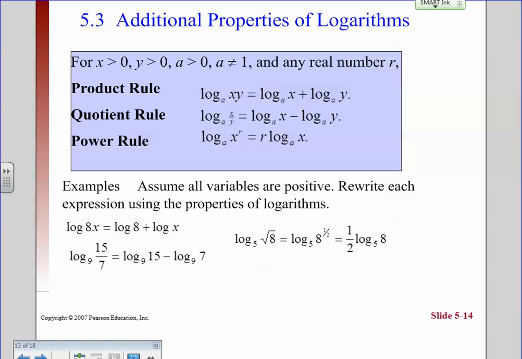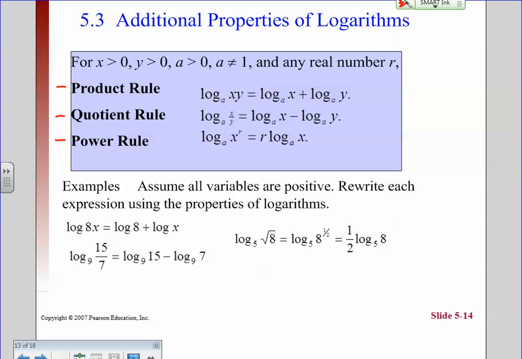Okay, this is the second part of lesson 3.5. We're talking about the properties of logarithms. We're going to talk about some additional properties of logarithms: the product rule, the quotient rule, and the power rule. These three here. And these are for when x is greater than 0, y is greater than 0. These are all positive numbers.